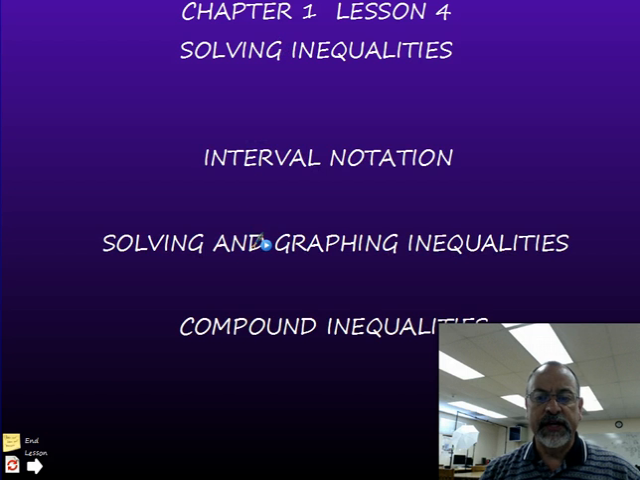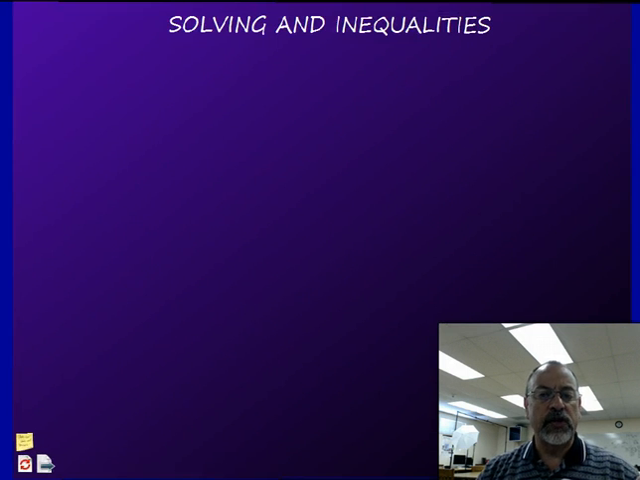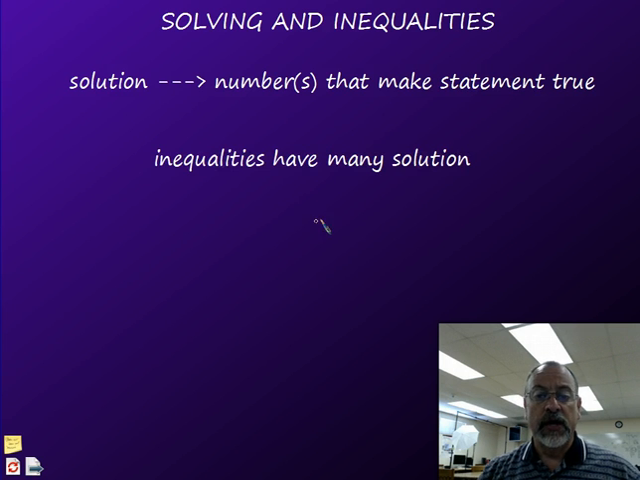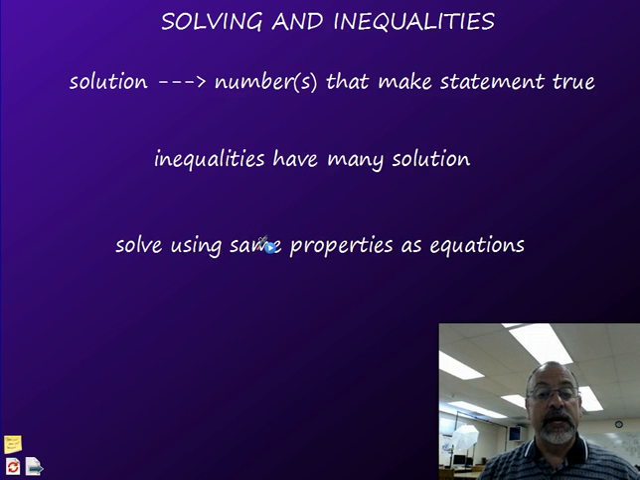So we're going to look at solving inequalities, and you remember when we solve an equation we're looking for the solution. We're looking for the number, or in this case the numbers, that are going to make the statement true. Now inequalities, as we talked about, have many solutions, and the way you solve an inequality is you use the exact same properties that you do when you solve an equation.